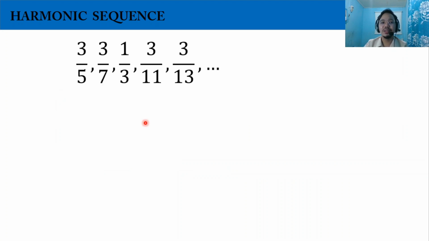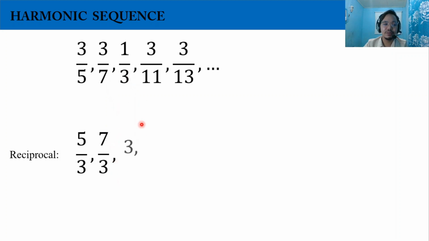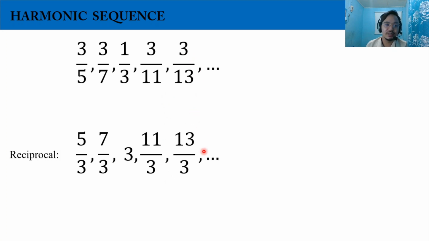Let's write this one. We have 3/5, 3/7, 1/3, 3/11, 3/13. So by the definition, we're going to get the reciprocal of each term. 3/5 becomes 5/3. Then 3/7 becomes 7/3. 1/3 becomes 3 over 1, or just simply 3. 3/11 becomes 11/3. And 3/13 becomes 13/3.